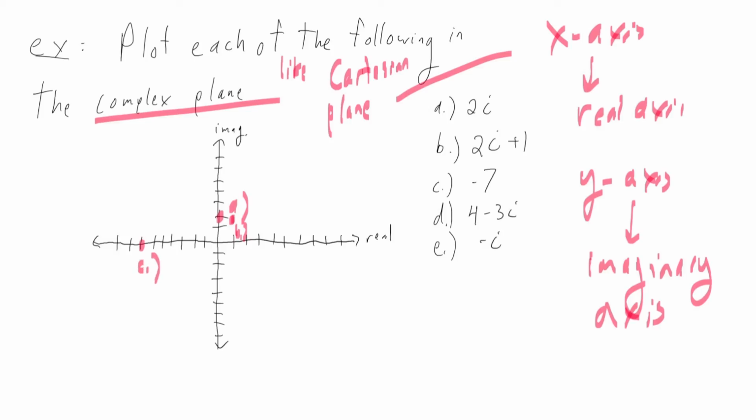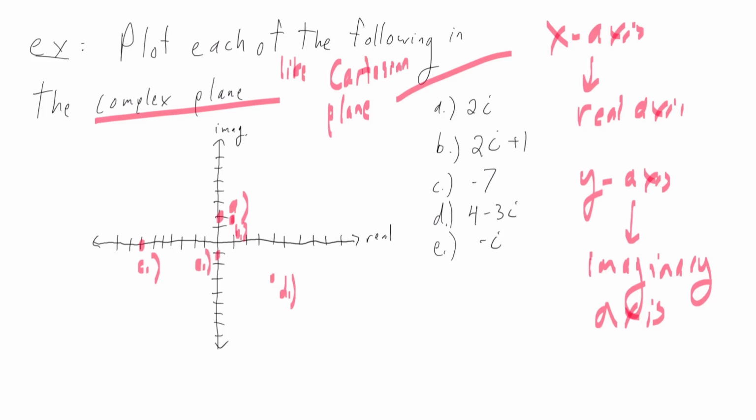D is 4 minus 3i. So we move on the x-axis over to 4 and then down by 3. So there's D. And then finally, E is just -i. So I imagine moving down the imaginary axis by 1 unit. So there is E. This gives a useful representation for where complex points are living relative to one another. Again, you can think of the y-axis as corresponding to the imaginary part of your number, and the x-axis as corresponding to the real part of your number.